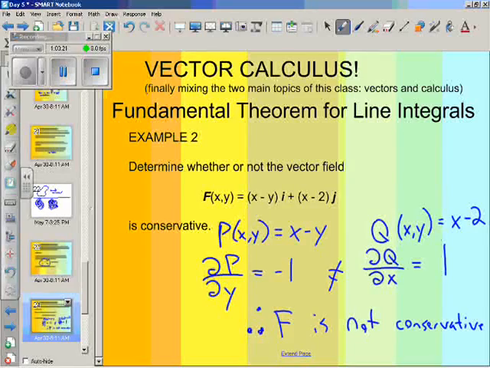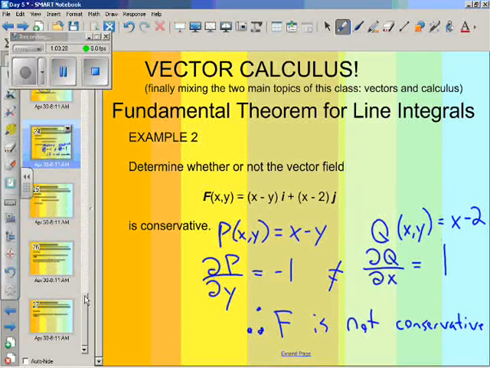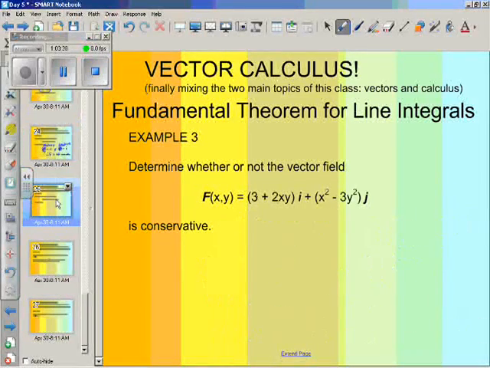And it's that easy. We just check those partials. As soon as they come back telling us they're not equal, then we know they're not equal, and we know it's not conservative. Okay?